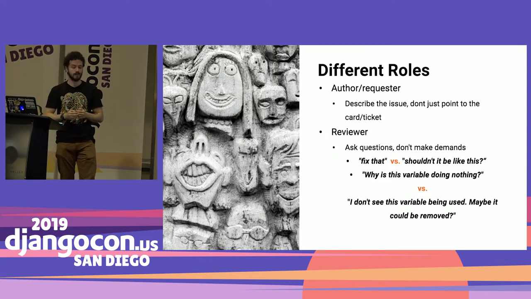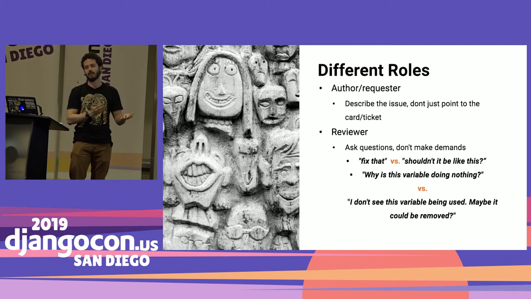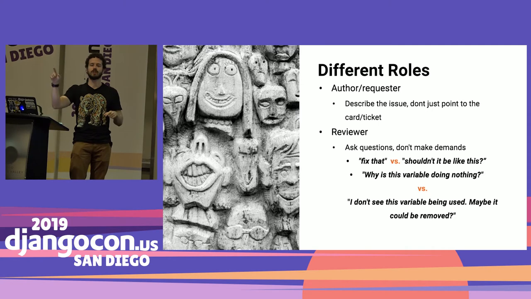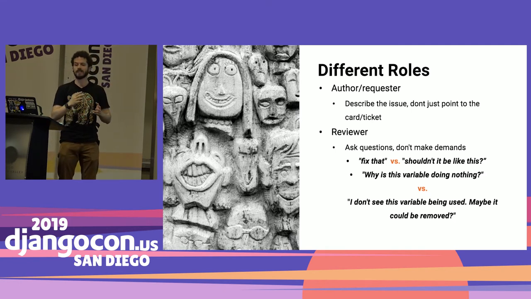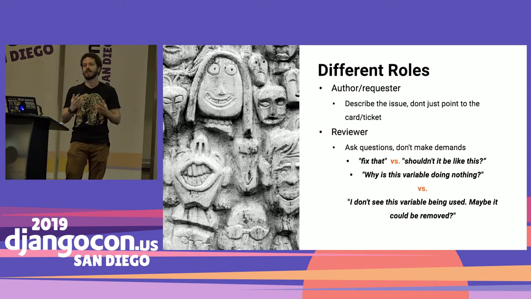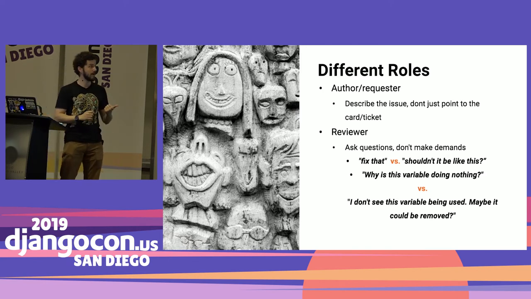When working with pull requests, there's usually two main roles: being the author or the requester, and the reviewer. As the author, I think the best idea here is to always describe the issue in the pull request, not just point to the card or ticket. Because sometimes you're just gonna put in the description, oh, this fixes bug 3244. But the person who is reviewing that is going to have to click on that link, go to the issue, read the description, maybe read through a conversation, and understand that some of the requirements may have changed. The reviewer may find something that he or she thinks is wrong because the requirements actually changed throughout some conversation. So if you just take some time to write what was the issue and what did you do, it makes everyone's life much easier.